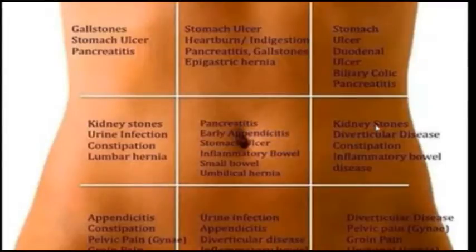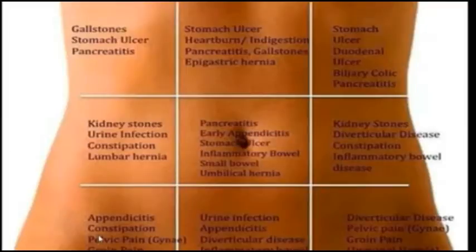Then we come to the left lumbar region. We're going to have kidney stones because the left kidney is present here, diverticular disease because this is the area where we're going to have the descending colon and small intestine, constipation and inflammatory bowel disease.